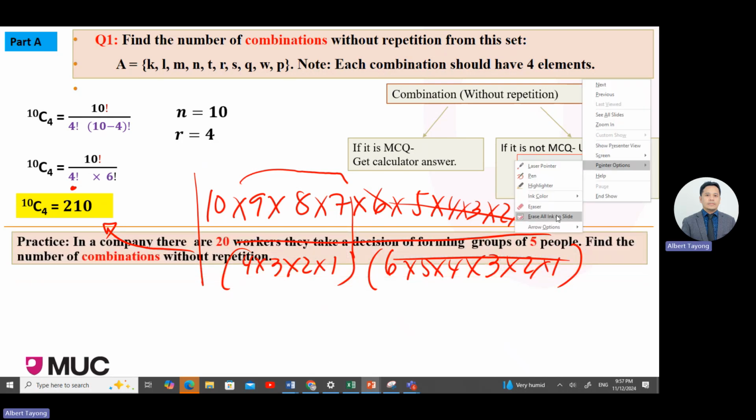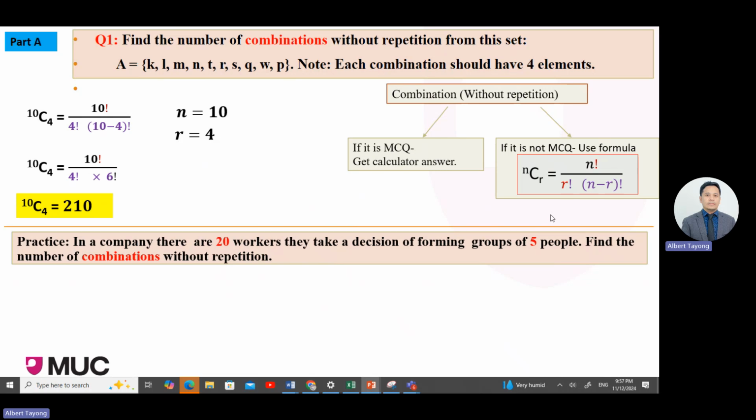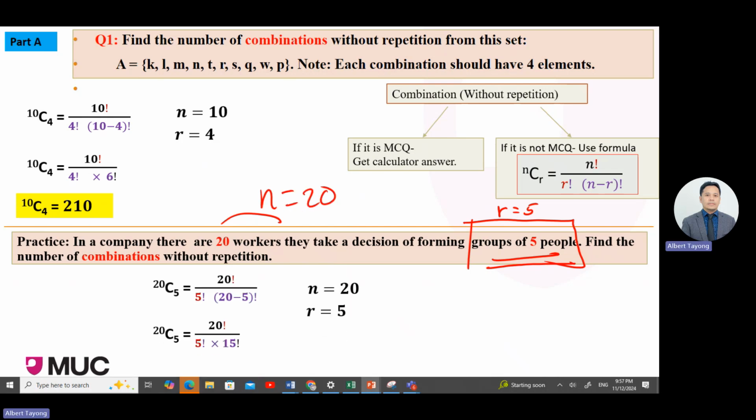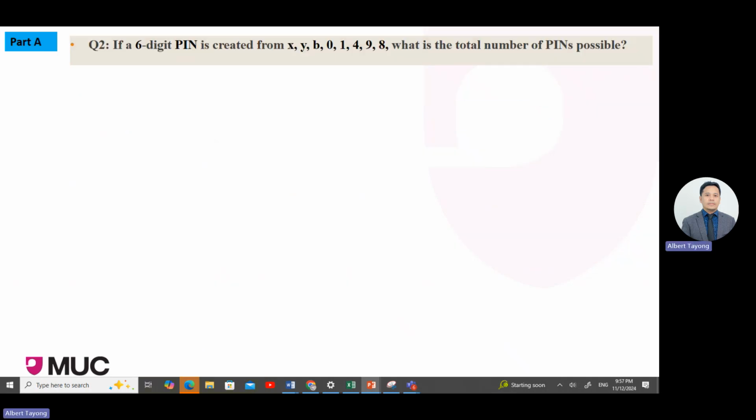The second one here is also combination without repetition. We have 20 workers, and we are going to group them where every group has 5 people. So our r here is equal to 5, and our n is equal to 20 people. Okay, so the answer is basically 15,504 using the formula. I want you to check this again during your free time. All right, so let's proceed to the next here.